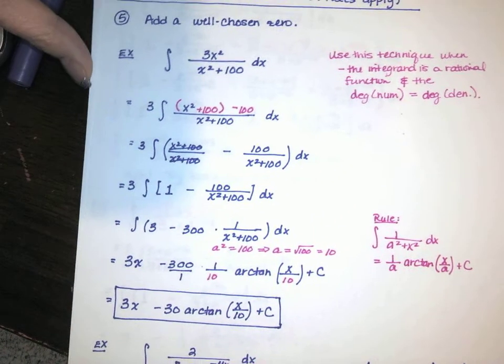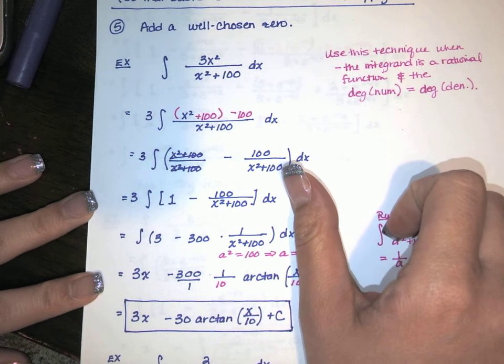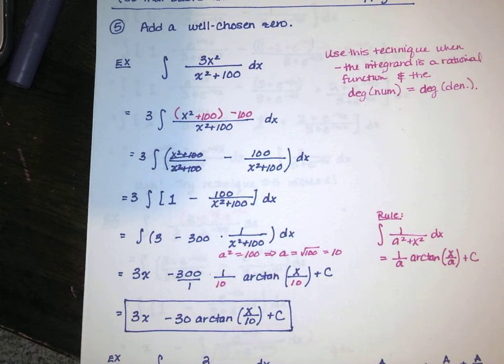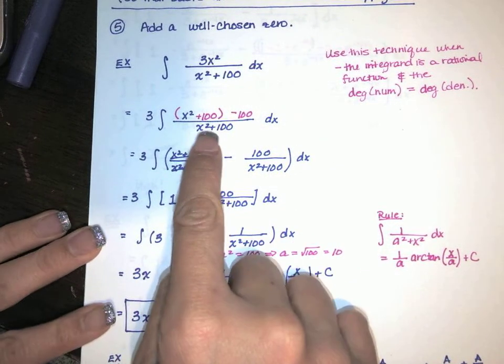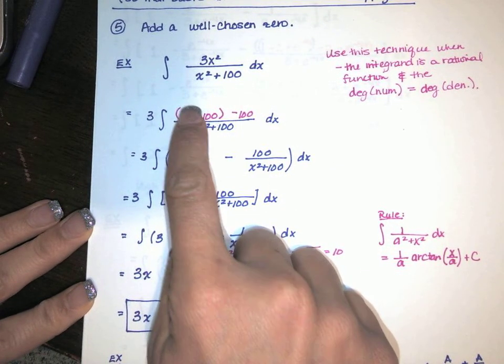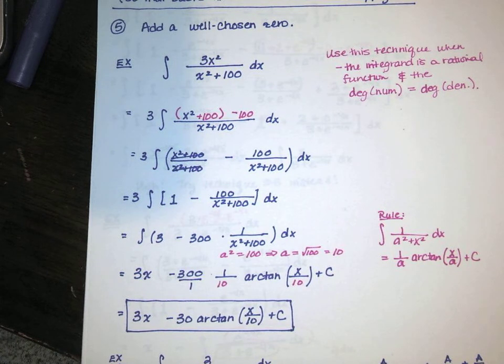This is when I tend to use this technique. If I've got a rational function as my integrand and the degree of the numerator and degree of the denominator are the same, it just is a shortcut for doing the long division. You can do the long division, you're going to get exactly the same answer. But we just add and subtract just the right thing so that this cancels with this, and hopefully you have a basic rule for the other part.